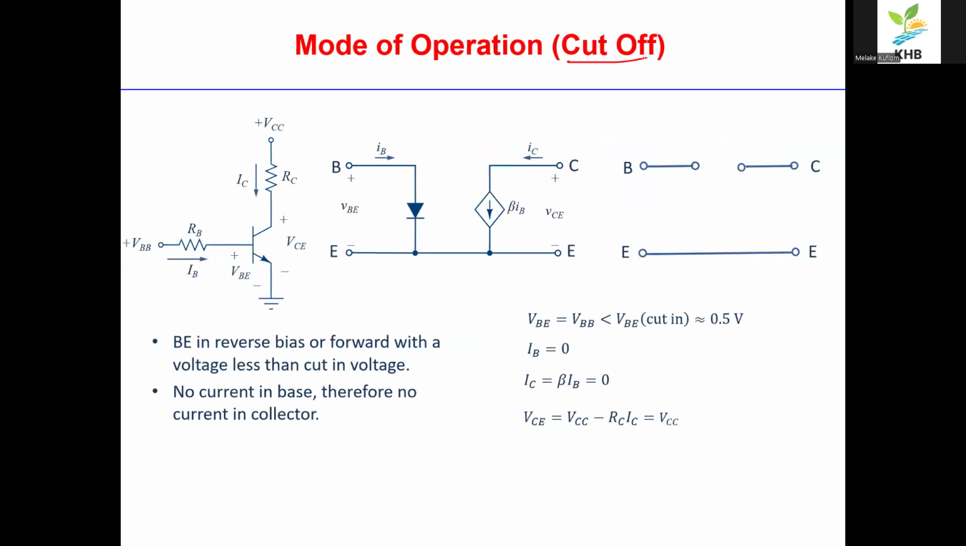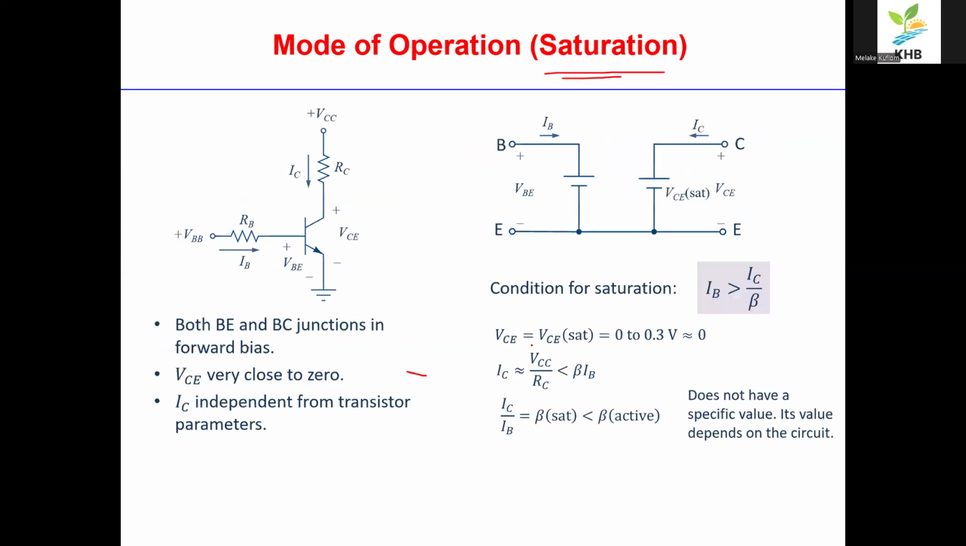Okay, this is just the cutoff region, when we have no bias current. Basically, that means there is no forward bias of the transistor, because this is just less than 0.5 volt. And saturation is when the collector current is less than beta times I bias. So when we have a small amount of collector current, that means we have a large amount of bias current. That means it is a saturation region.